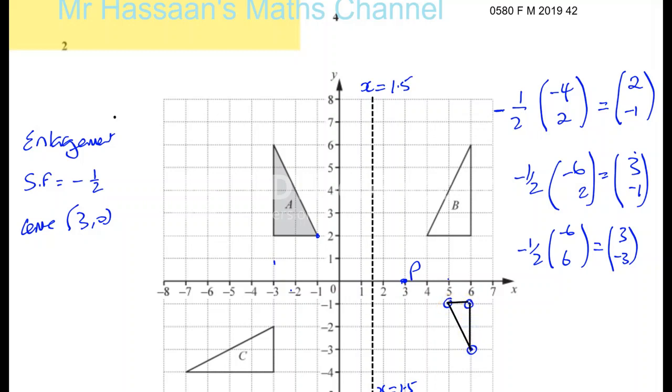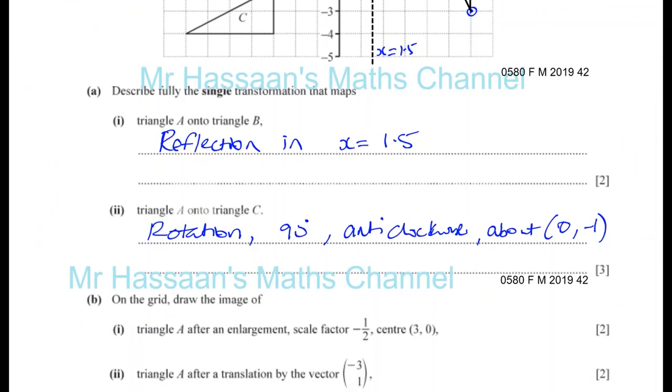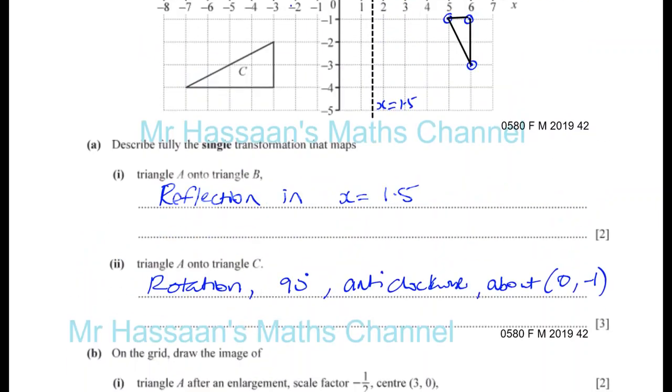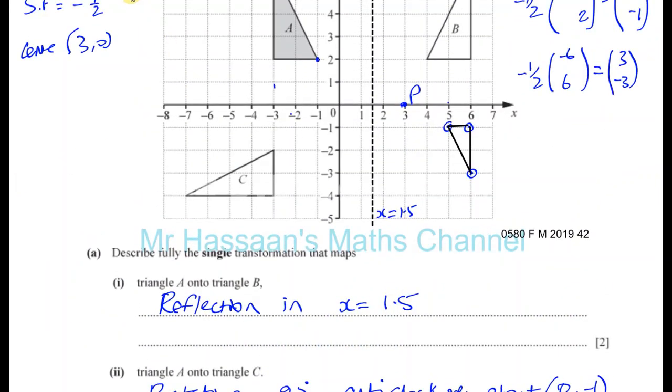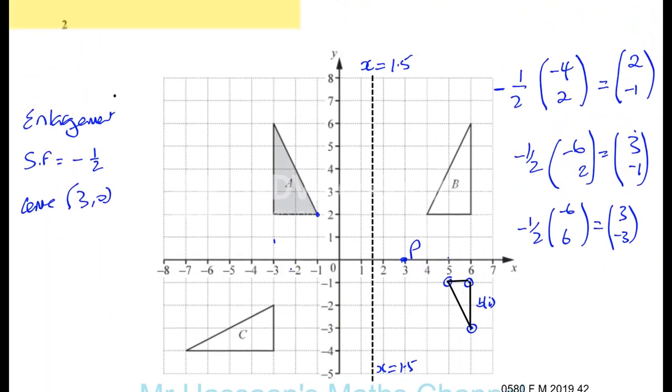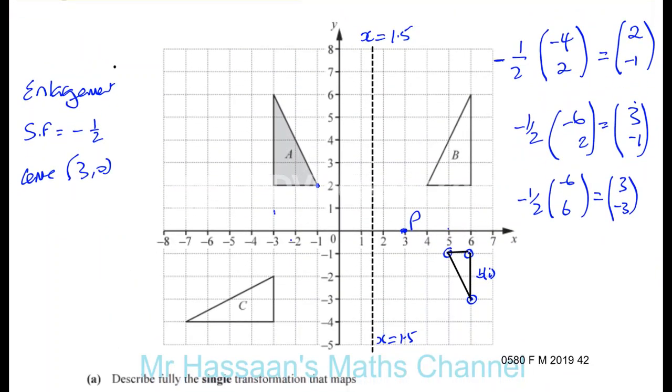Okay, and does it tell us to label it? No, we can just say that that's the answer to B part 1. Okay, you can just make a label there so you can see that that's the answer to B part 1. Okay, so that's how I like to deal with enlargements.